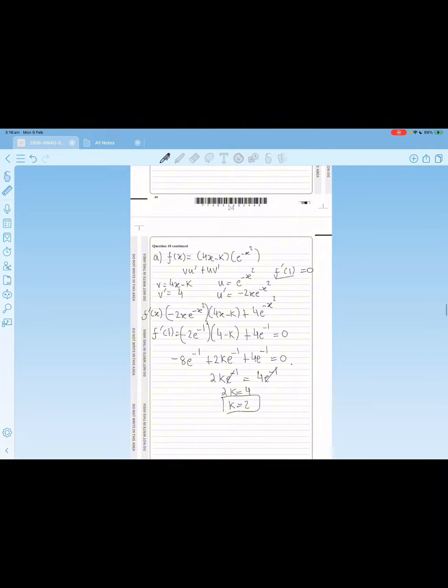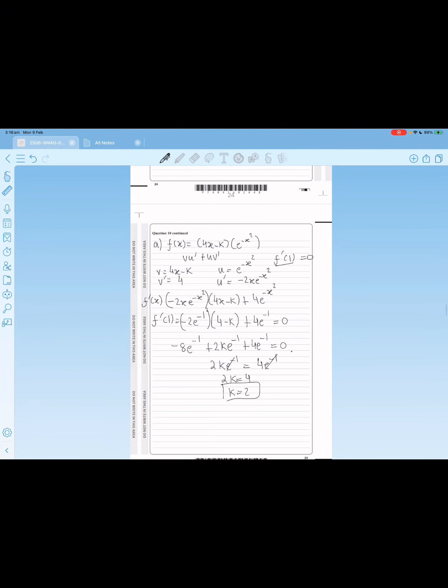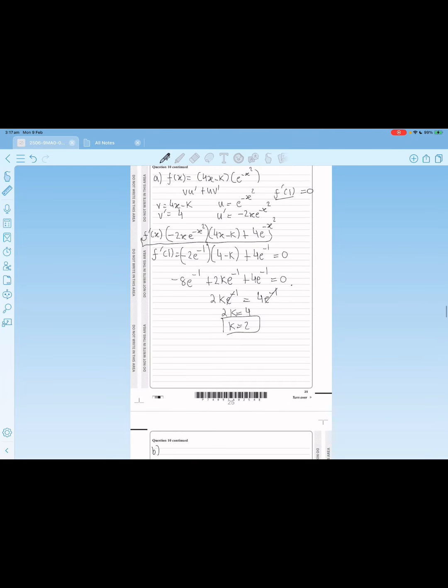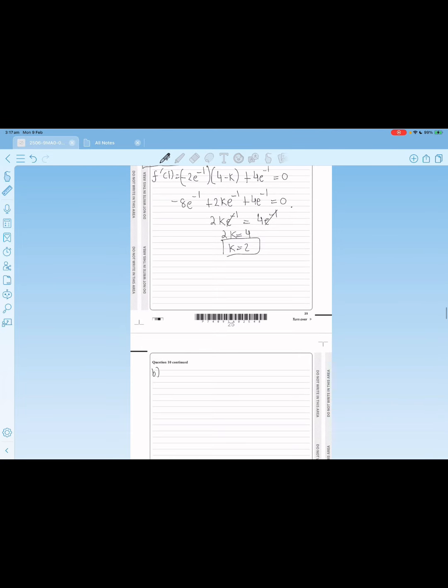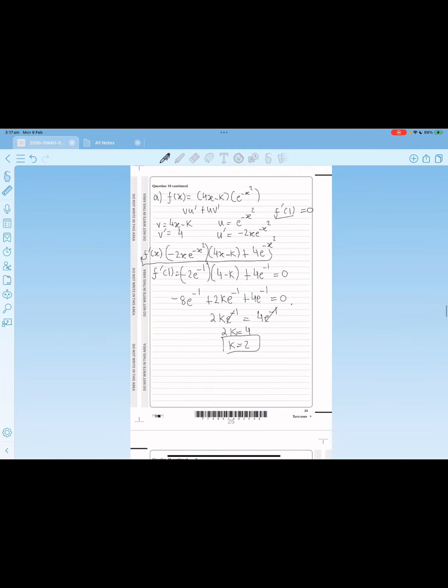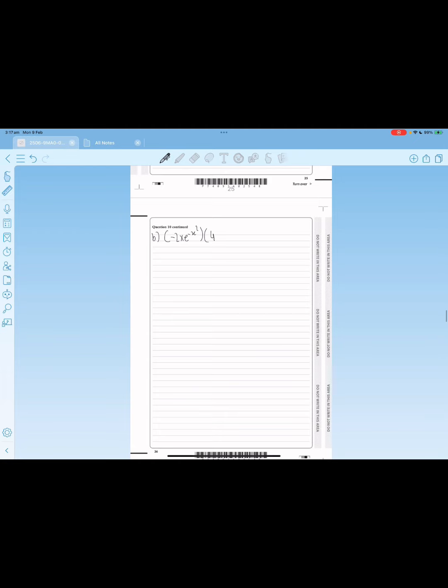For part B, it says, hence show that the only other turning point is at x equals minus half. So what I could do over here is, now I know the new k value, so let's pick it up back from this step. So I'll say part B. So f dash of x equals minus 2x e to the minus x squared times 4x minus k, which is now 2, which we calculated, 4x minus 2, plus 4e to the minus x squared.